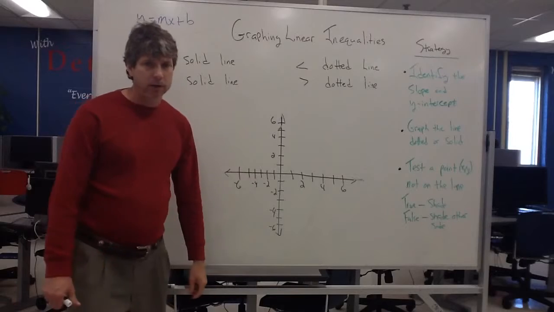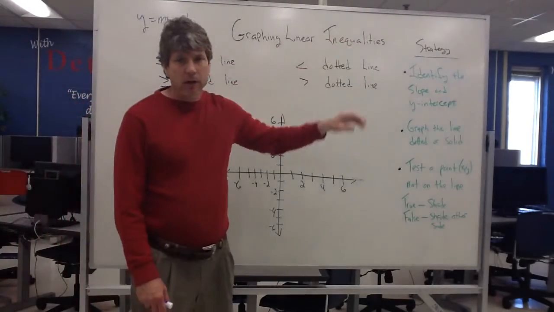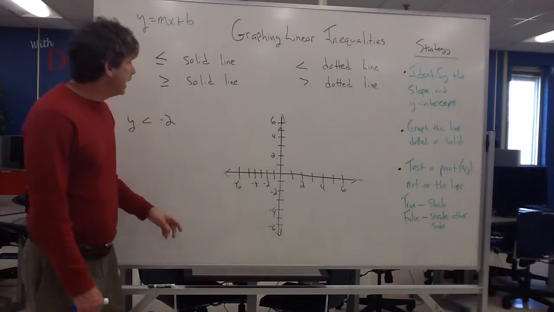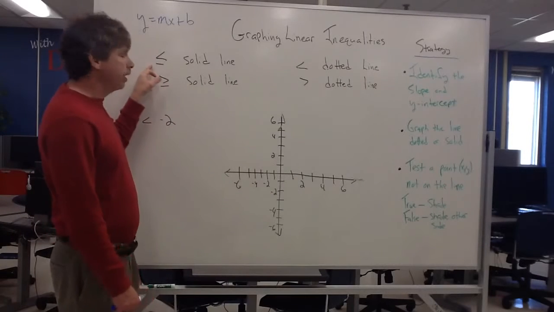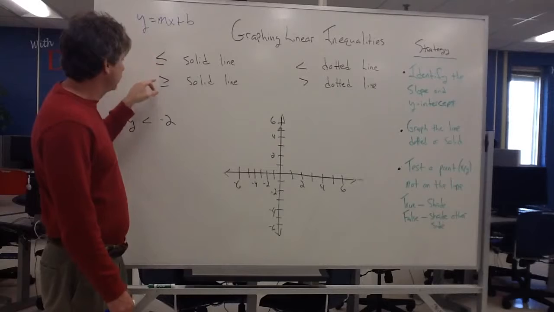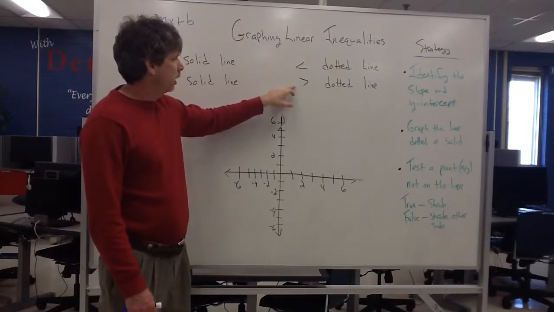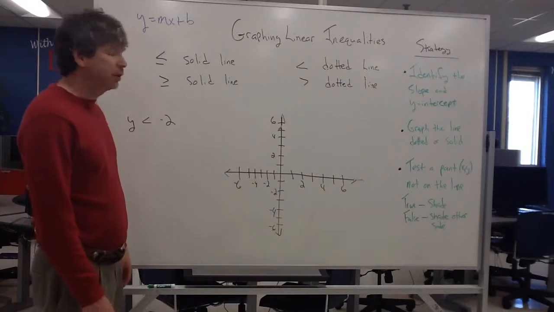So welcome back. We're going to continue graphing another example of linear inequalities. Remember, inequalities have these types of symbols involved: greater than or equal to, less than or equal to, less than, and greater than. Hopefully I did that right on the other video.